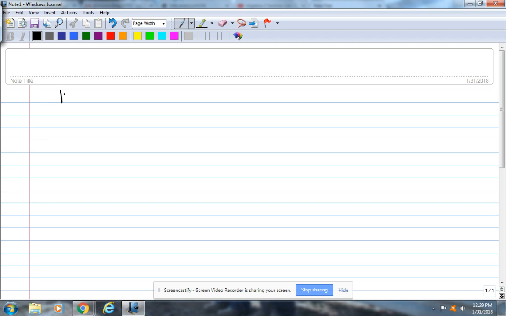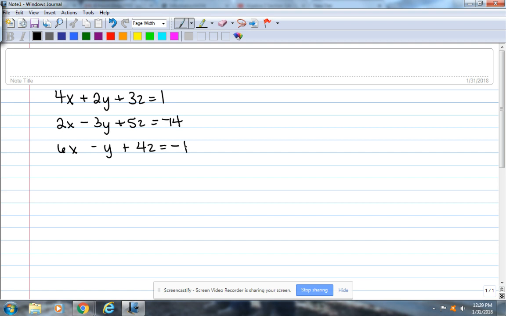So for this first one, let's work the problem: 4x plus 2y plus 3z equals 1, and 2x minus 3y plus 5z equals negative 14, and 6x minus y plus 4z equals negative 1. So here's our original problem, and I like to separate that from the rest of it.